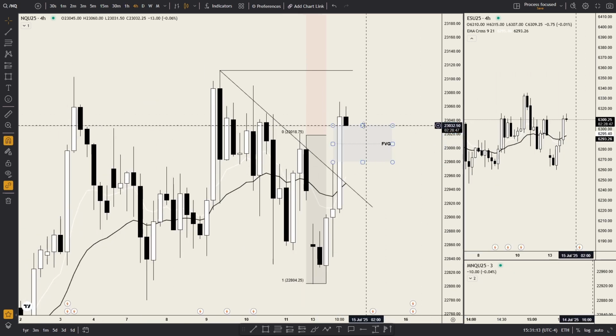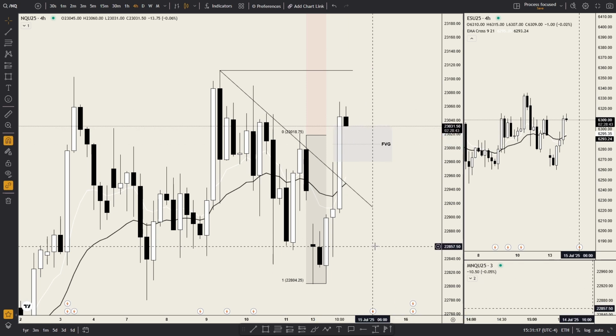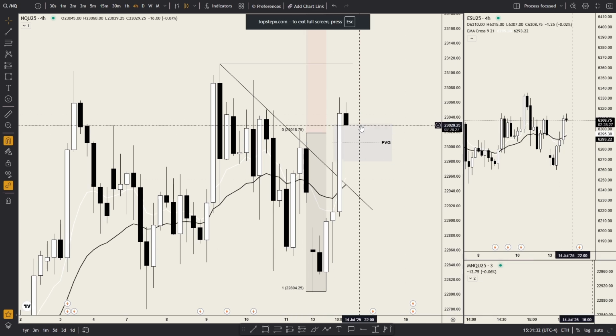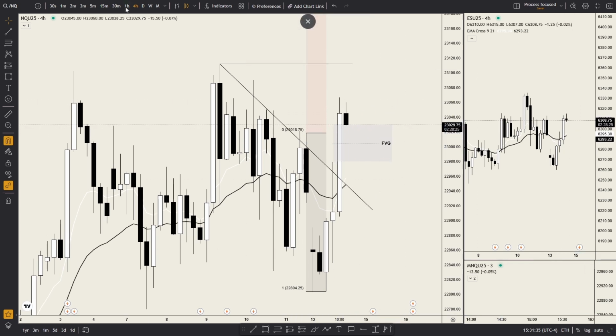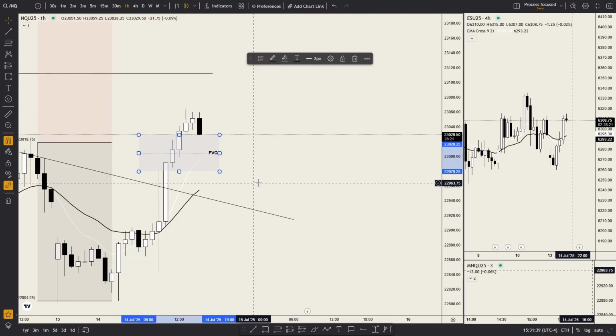Again, we do have news at 8:30 a.m. New York time. I believe it's CPI. So I'm hoping that a data wick can be created and we can potentially target a data wick tomorrow. That would be absolutely ideal.